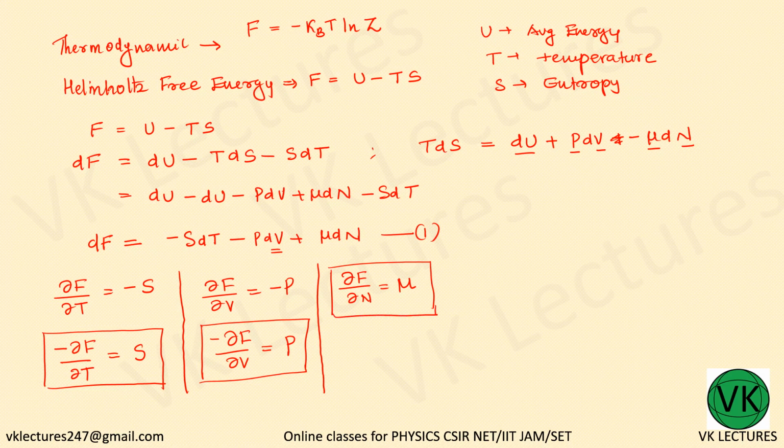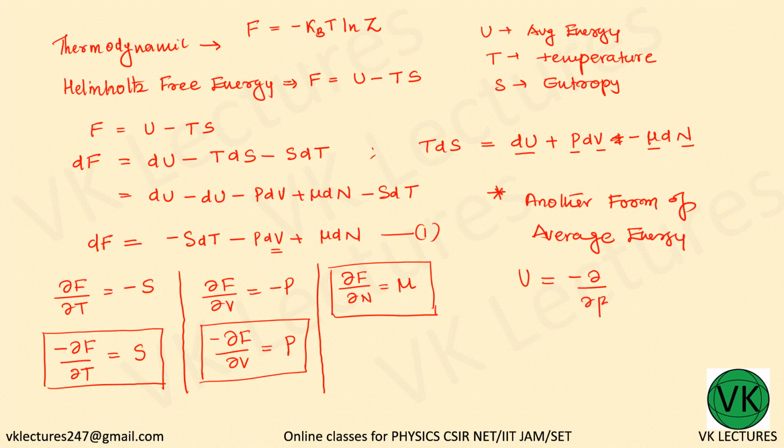And here we can also write another form of the average energy. U is given by minus dou by dou beta of log Z. It is in terms of the partition function Z, that is, the partial derivative of log Z with respect to beta.